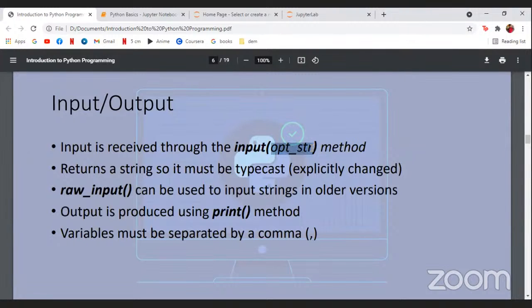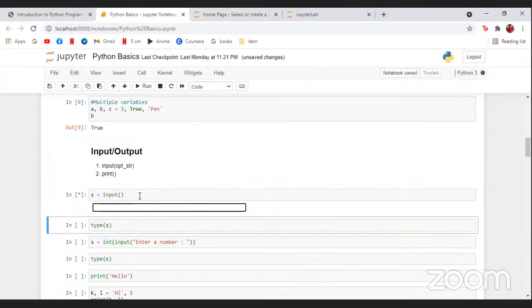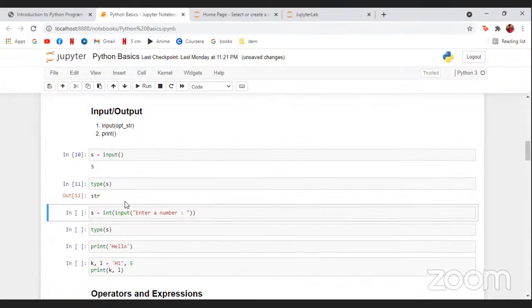So this is an optional string, which means that if something is optional, then you can leave it out if you want to. Generally, this optional string is used to tell the user what kind of input is expected. So I would say input, and in this bracket, I would probably give "enter a number" if I wanted a number, or "enter a string" if I wanted a string. I'll show you how that works. Then this input method always returns a string. So if I say s equals input, then it'll ask me for an input. And if I give the number 5, and if I check the type of this, it's a string.